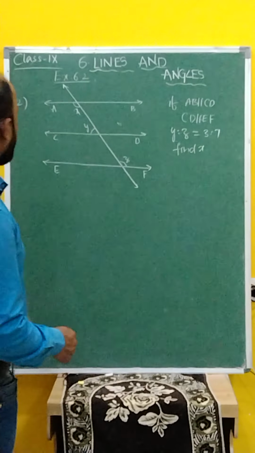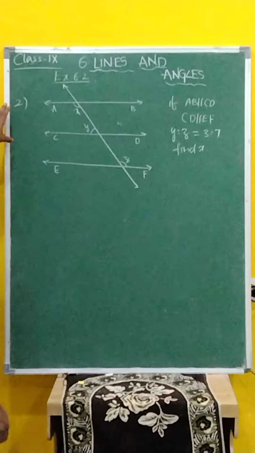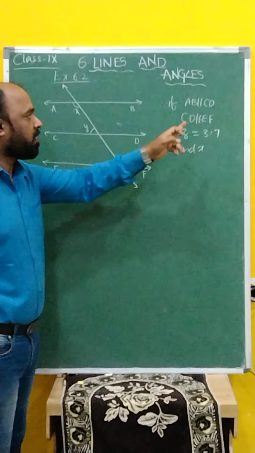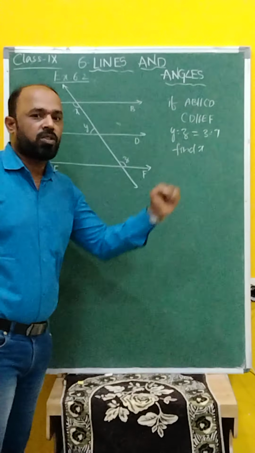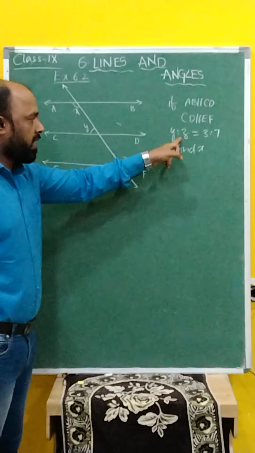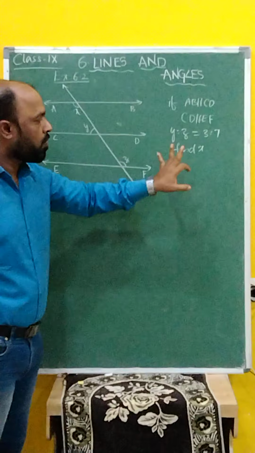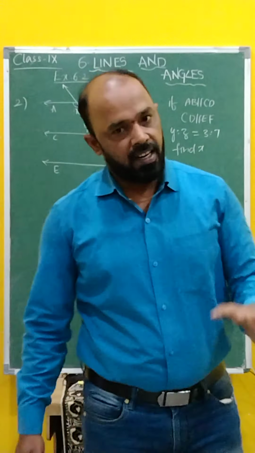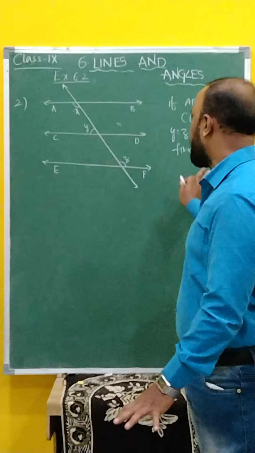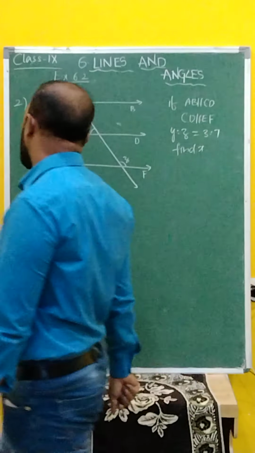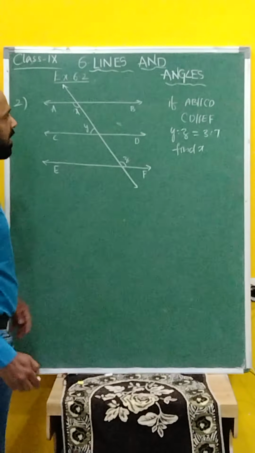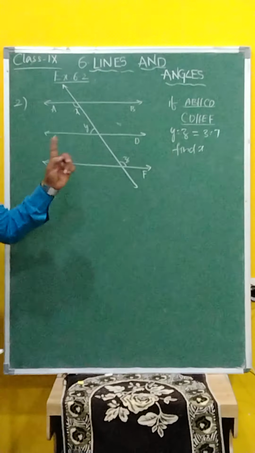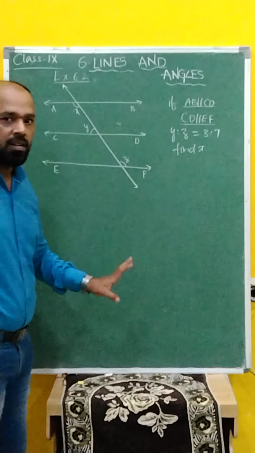Students, now we'll go for the second question. Exercise 6.2, second problem. So this is the figure and given is, if AB parallel to CD and CD parallel to EF, and y is to z is equal to 3 is to 7, find x. That means we have to find y, z, and x also. All we have to find. Clear children? Using the figure, we know one condition, AB parallel to CD and CD parallel to EF. Using that condition, we have to find all the values.